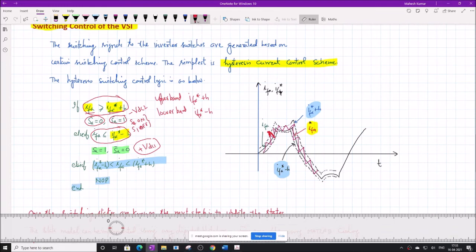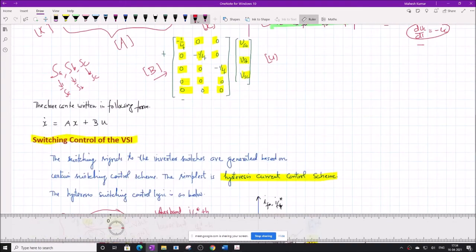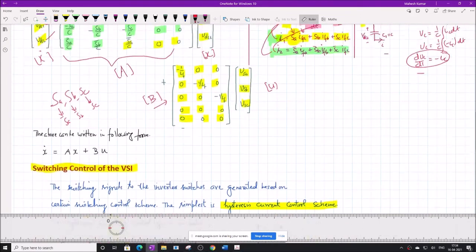This loop is run infinitely to find out the status of the switches for each leg. This is for leg A. Similarly, we find SB, SB bar, then we find SC and SC bar. Continuously at each and every sampling, this process continues to find out the updated values of switching signals in this state space model, and hence the states are updated based on the latest value of the switching functions. And this way the whole system is being solved. So this is the control algorithm.